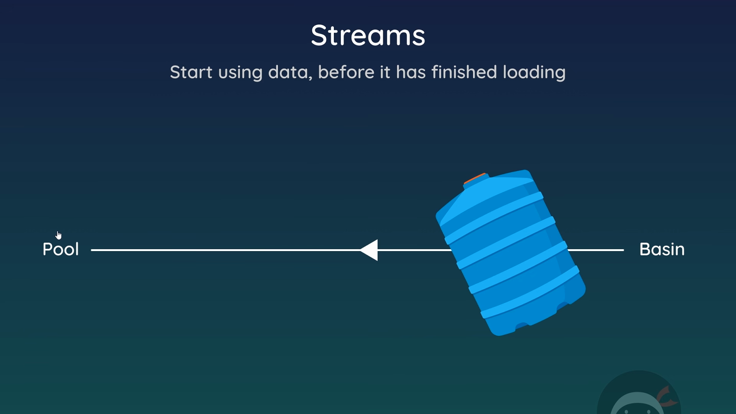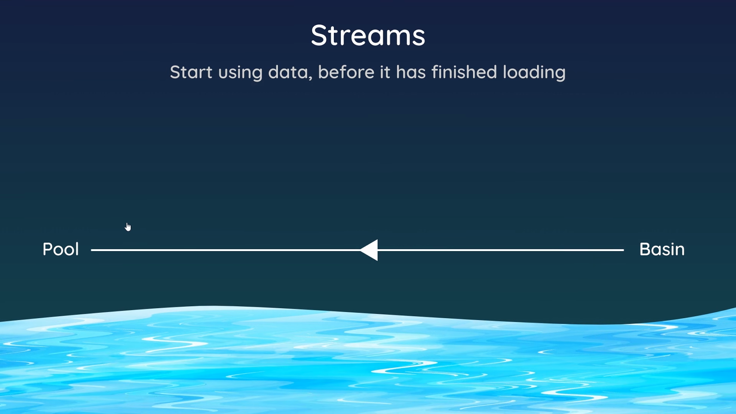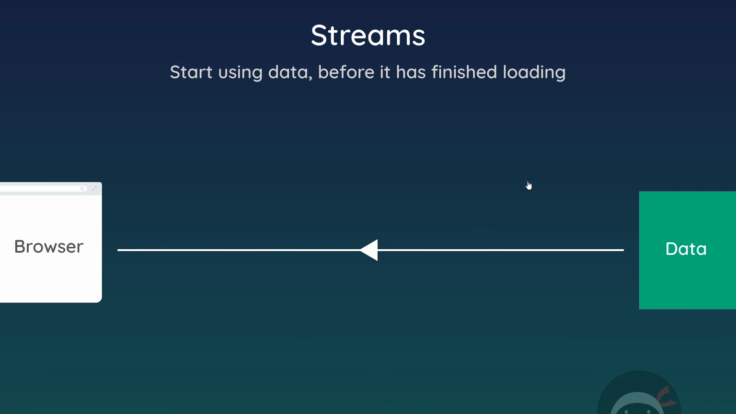Now, the other option would be to have a stream that delivers the water, and that way it fills up the pool a little bit at a time, but we can start using the pool with a bit of water in it almost straight away. So the same logic applies with data. So now imagine we have a huge, large data source, some kind of huge file, and we want to read it. We could wait until all of it's been read and then do something with it, but that could take a long time.